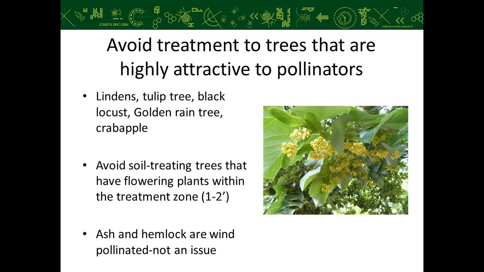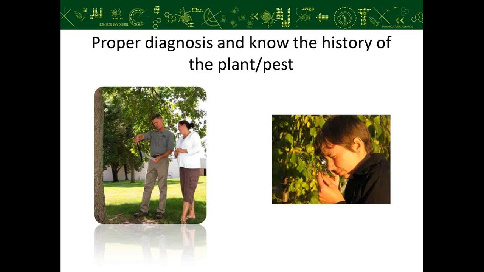And to date, they haven't even observed bees foraging or visiting those ash trees during flower. So looking at that, there's still species where this isn't an issue, I guess, is my main take-home point. Properly diagnosing and knowing the history of the site, I think, is important as well.